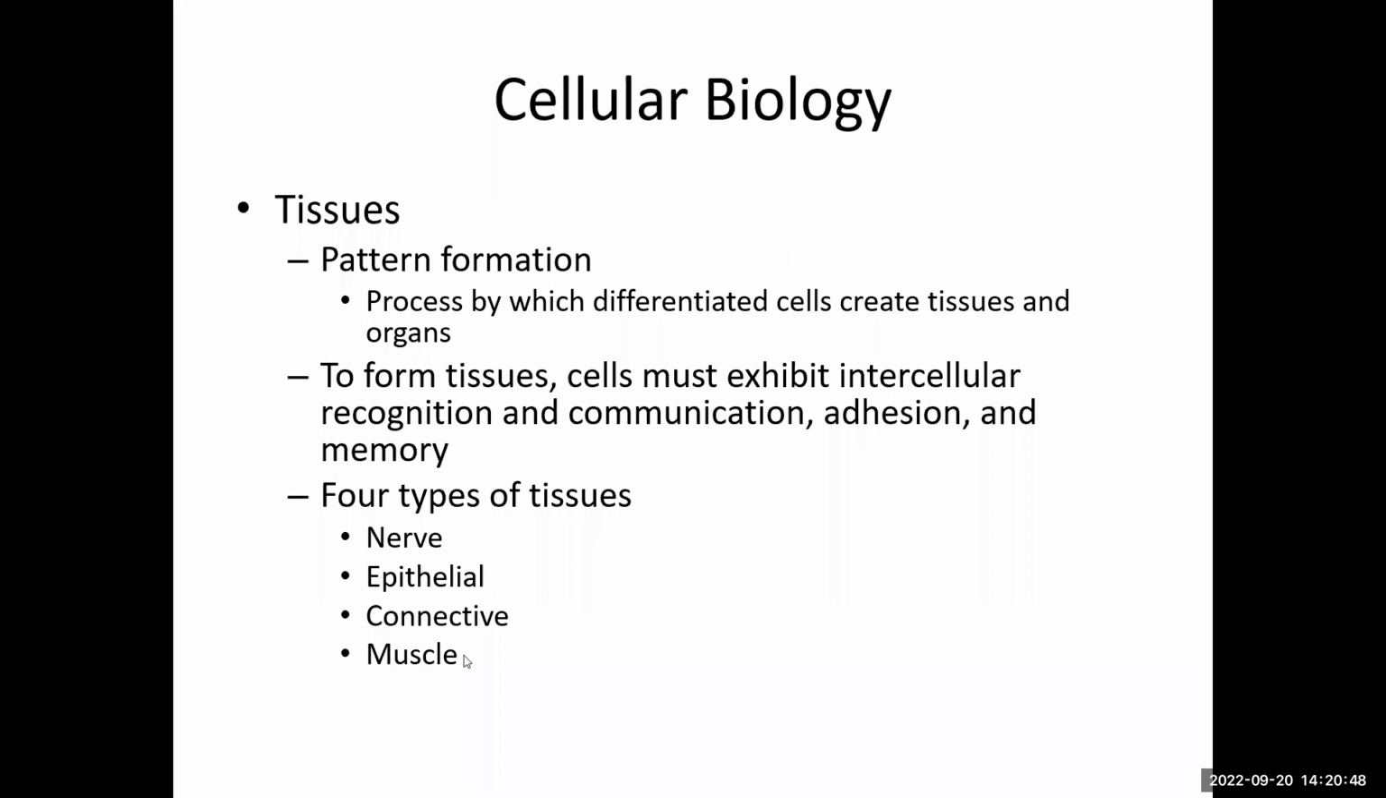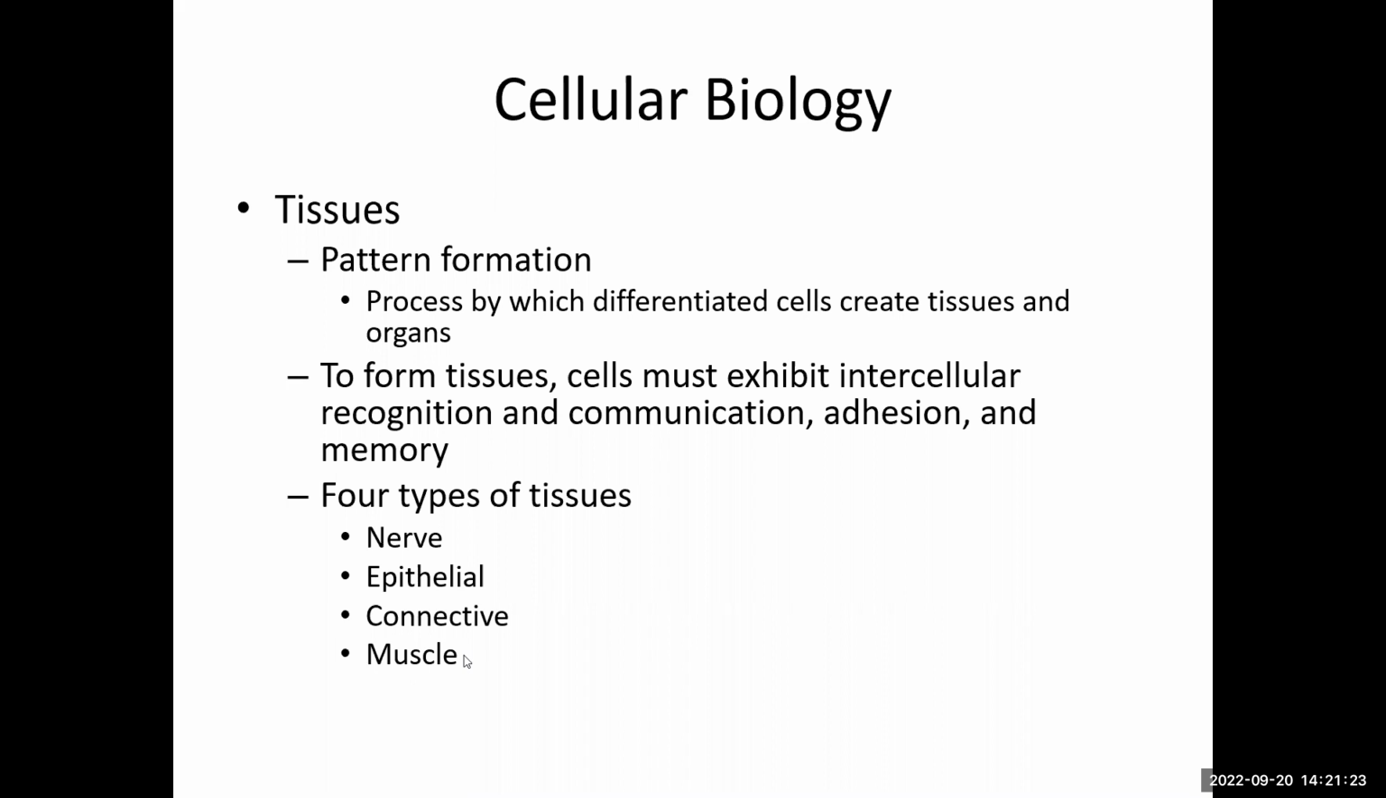Tissue formation is going to be the formation of cells that are different, creating a tissue. So we have multiple different types of cells making tissues, and those tissues come together to make organs. To form a tissue, the cell has to have some kind of intracellular recognition and communication with its neighbors so that we can have some adhesion and adherence so that we can make this tissue. We also have to have some memory so that we can remember what cells are within what tissues, and we don't start attacking our own tissues.